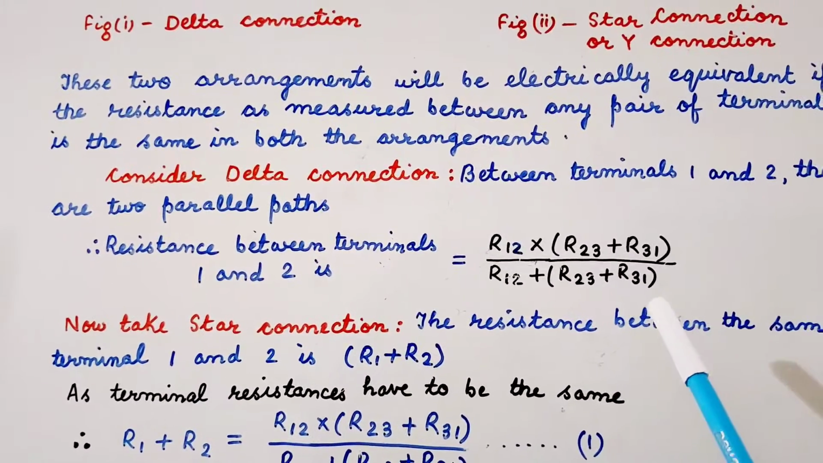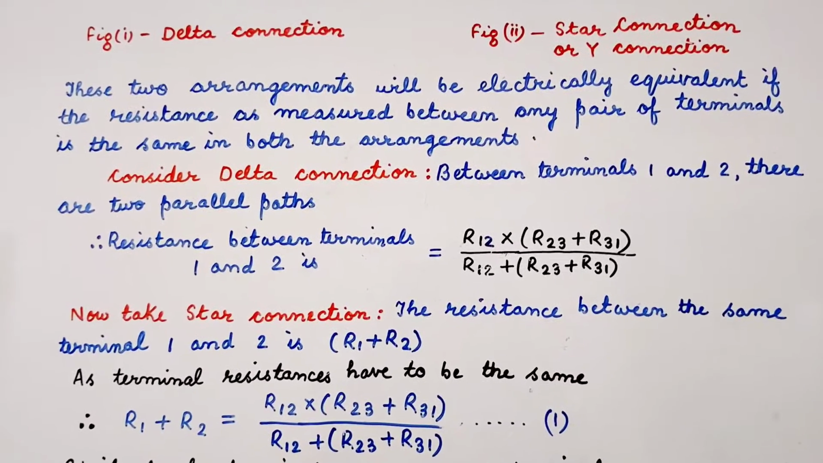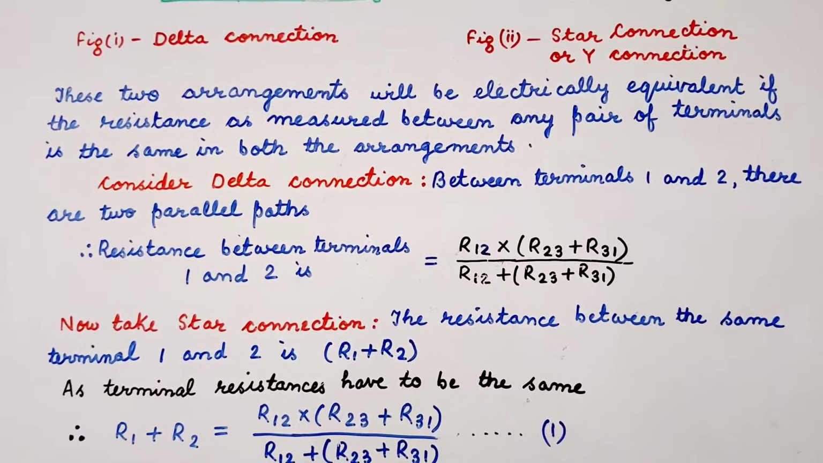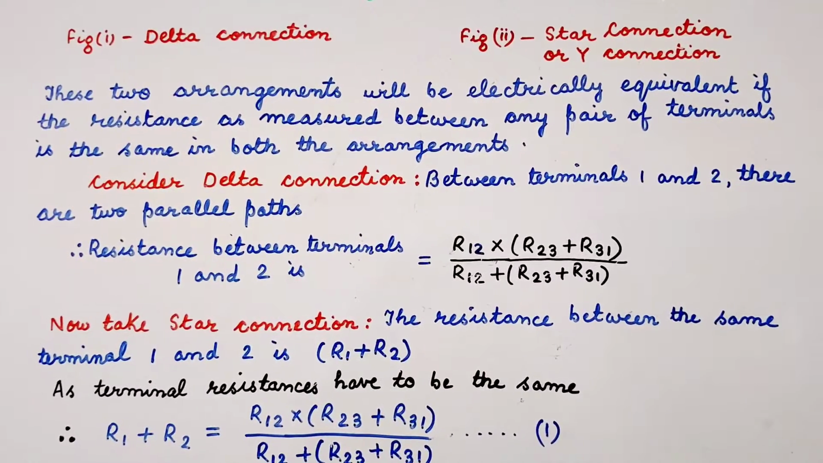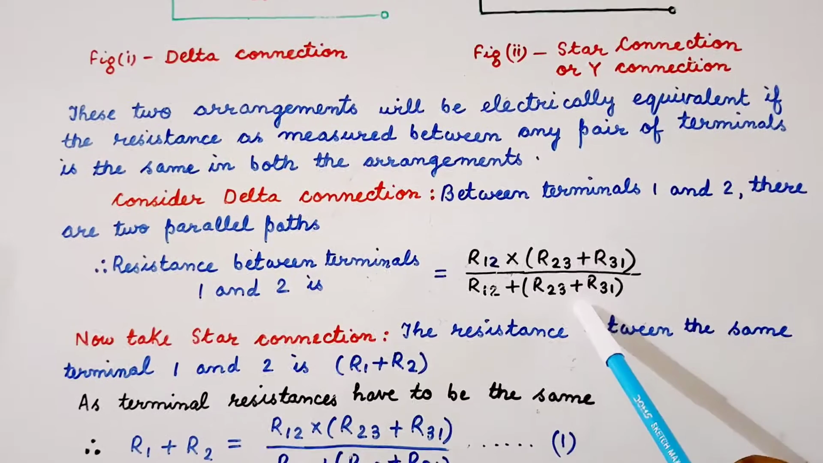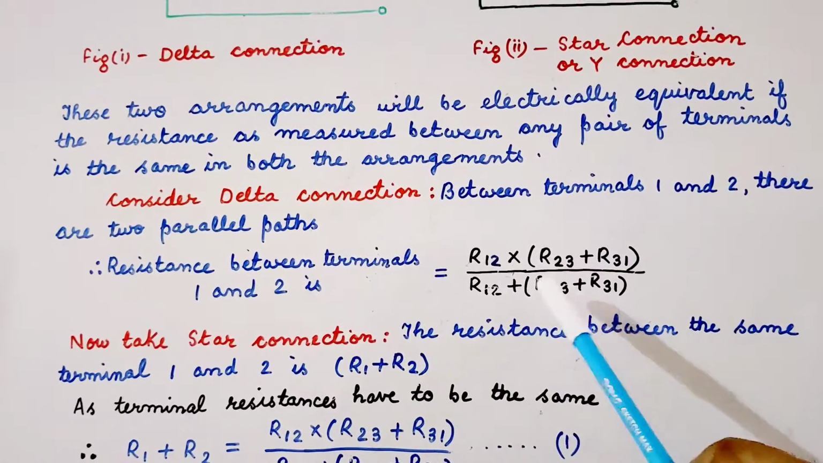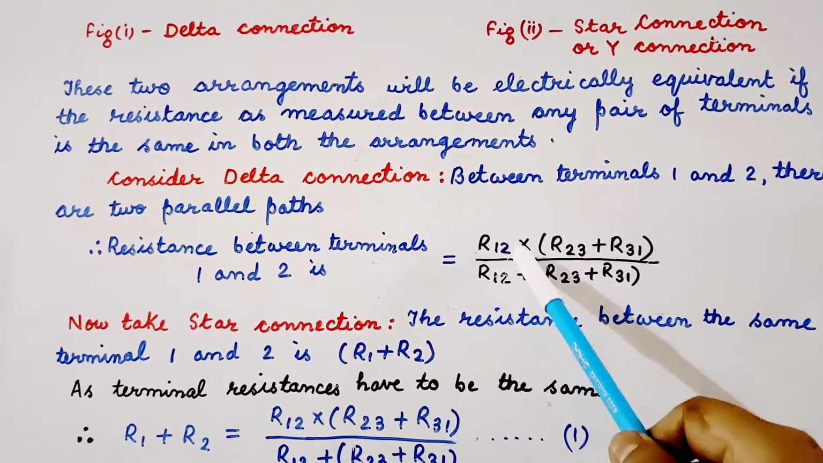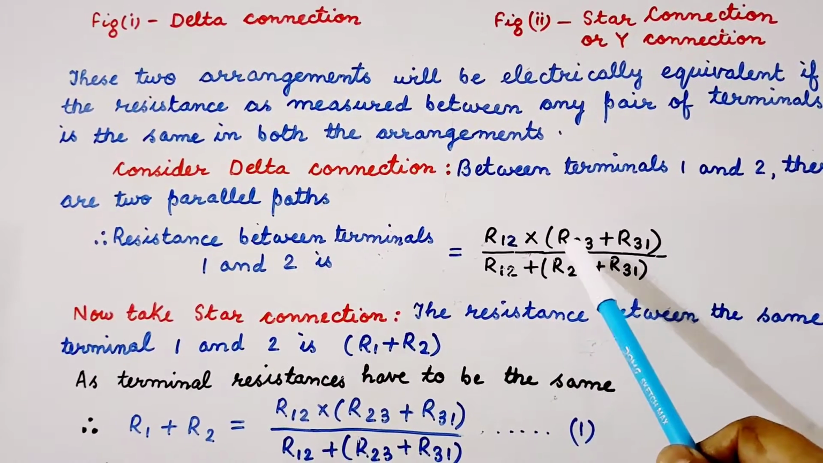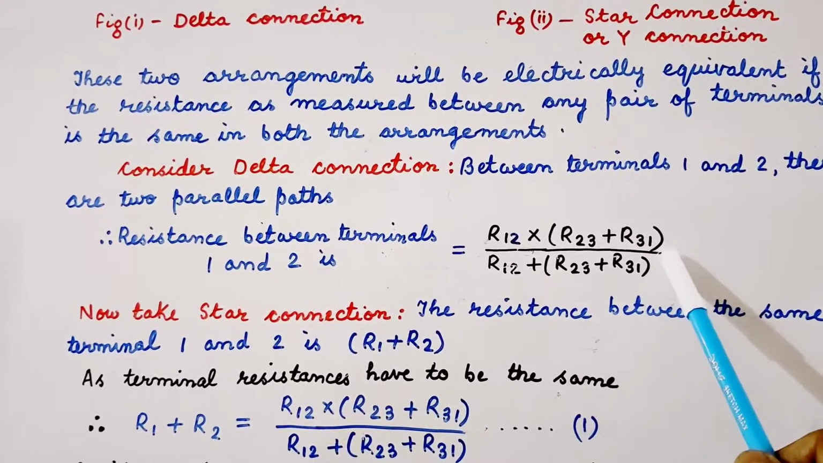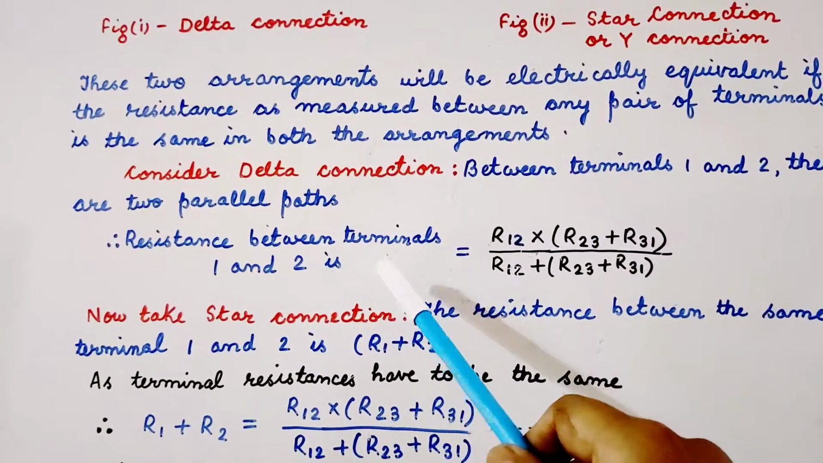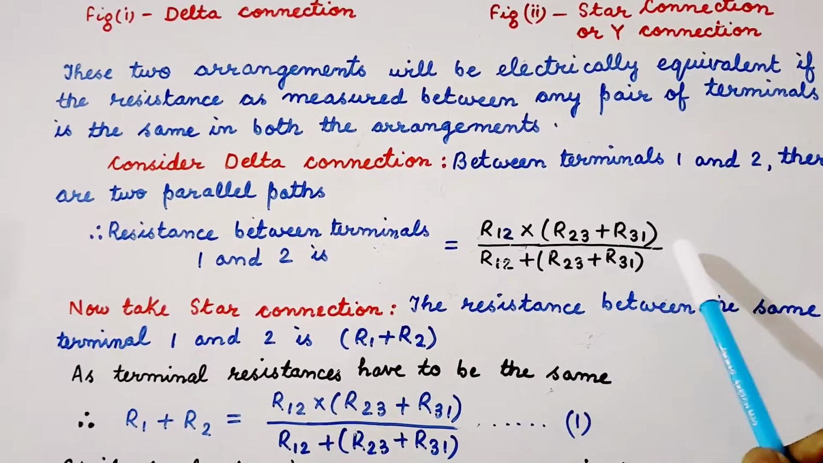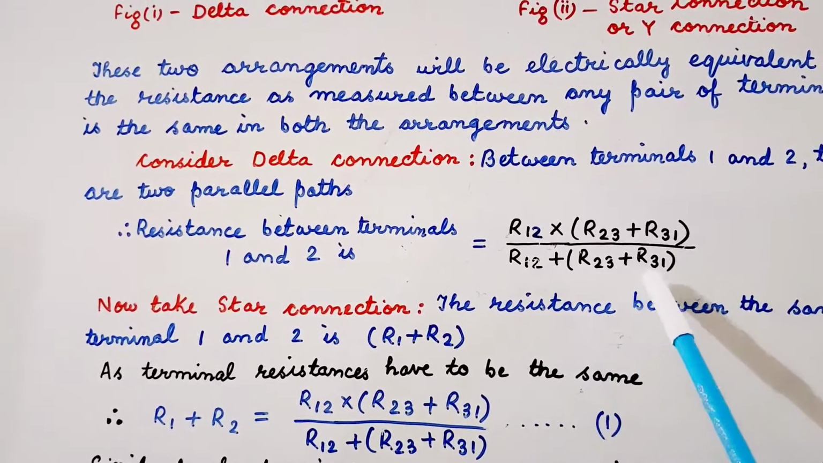Because we know that whenever two resistances RA and RB are connected in parallel, then the equivalent is equal to RA into RB divided by RA plus RB. We have applied the same formula in this case. Between the terminals 1 and 2 there are two parallel paths. One path has a resistance of R12 and the second path has a resistance of R23 plus R31. So the equivalent resistance between the terminals 1 and 2 will be equal to R12 multiplied by R23 plus R31 divided by R12 plus R23 plus R31.